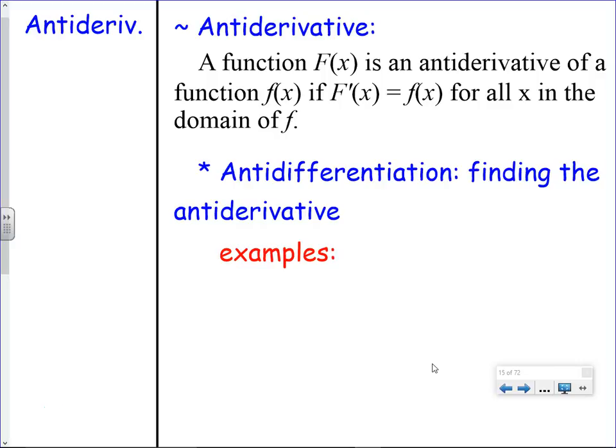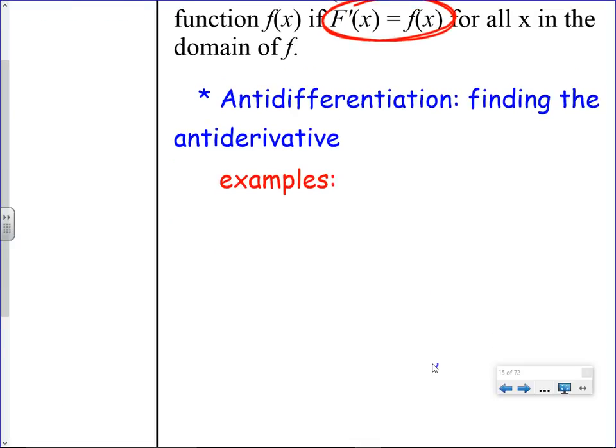Yeah, so if we look at this definition up here, a function capital F, and that's just our notation, is an antiderivative of a function little f if, here's the key, capital F prime equals little f. So what are we given? A function, and what are we trying to find? Whose prime is it? And our book has a very interesting way of introducing it.